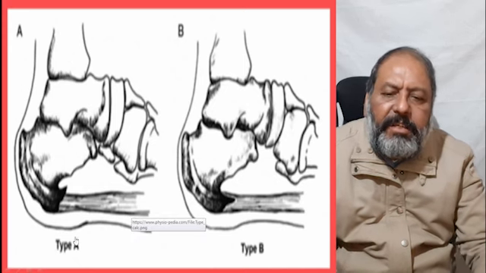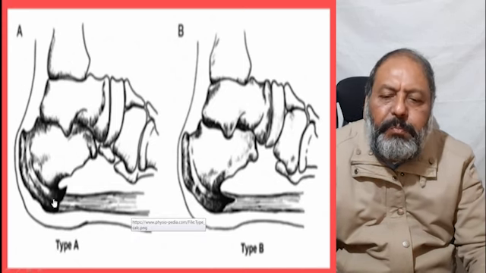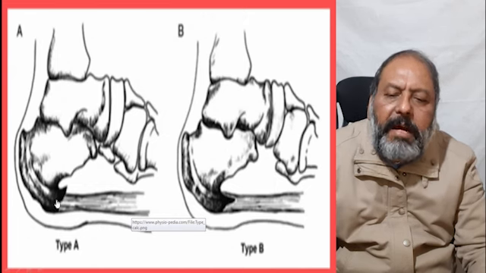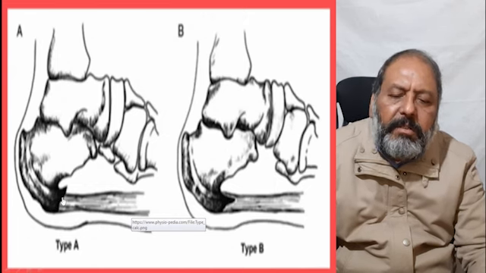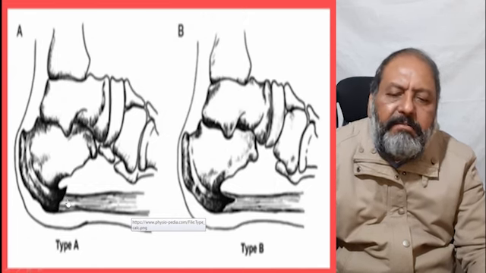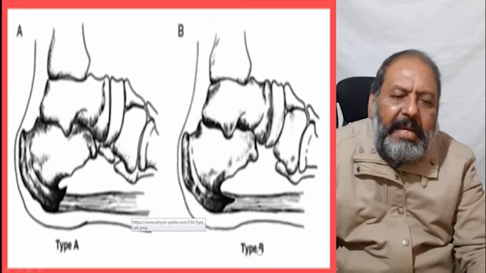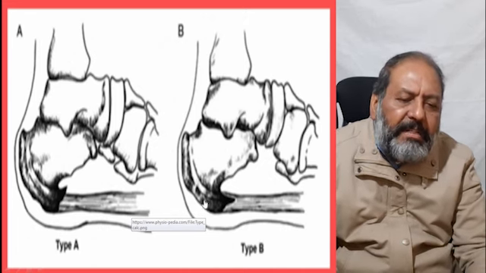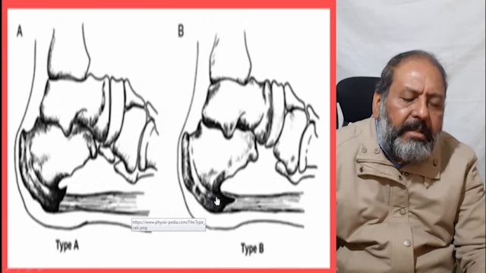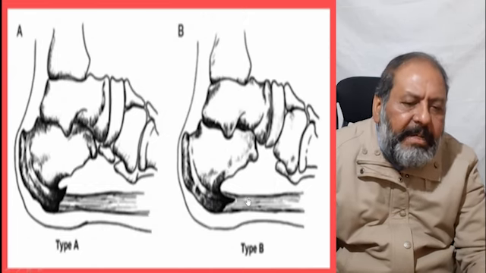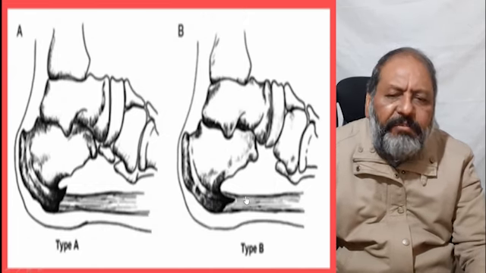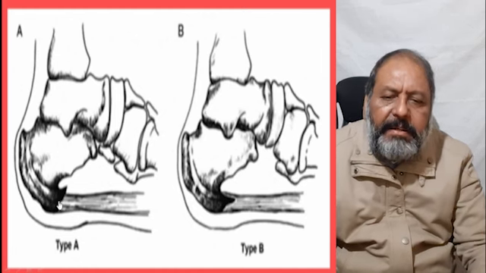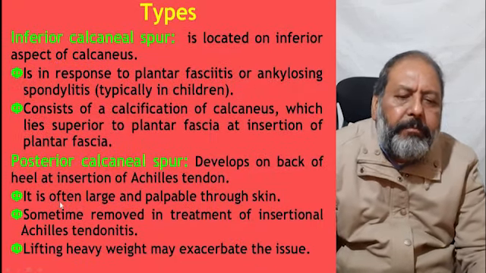As one can see, this is the type A spur. It is just projecting upward, and it is not going to hurt the plantar fascia as much as compared to this plantar type B. As one can see, that is just larger and going into the plantar fascia, and that is type B, and here it is type 1.